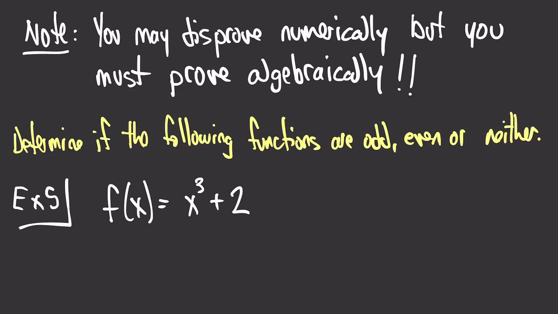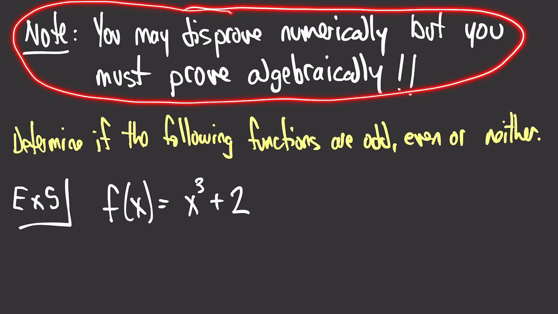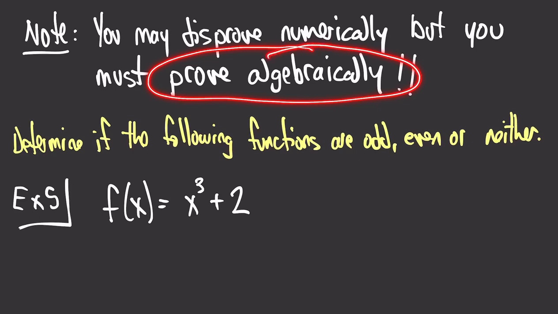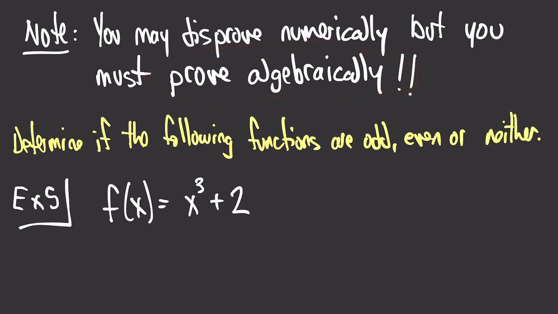So this is important right here, this note. You may disprove numerically, because to disprove, you just have to show it doesn't work one time. So that's why you can just throw in a 2 and a -2, and if you get neither, great. But you have to prove algebraically. So that means you must be using x. All right, so let's try this one, see if we can anticipate an answer.